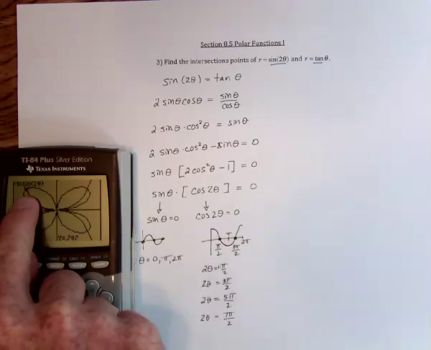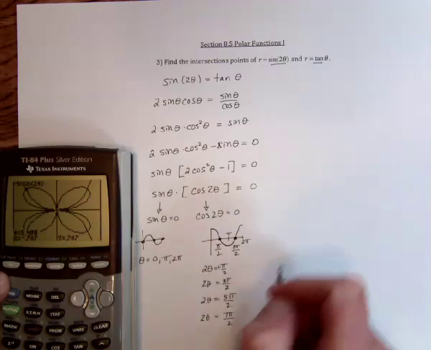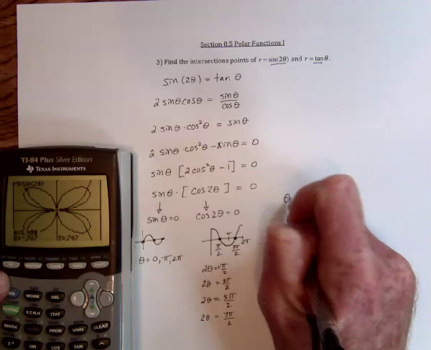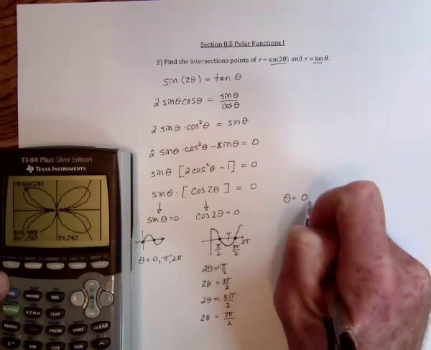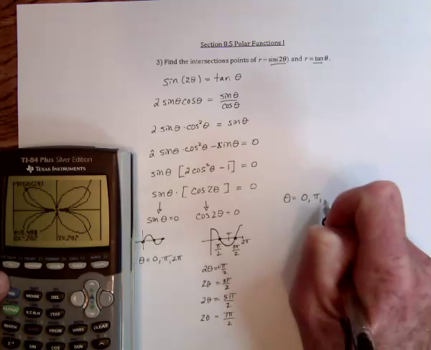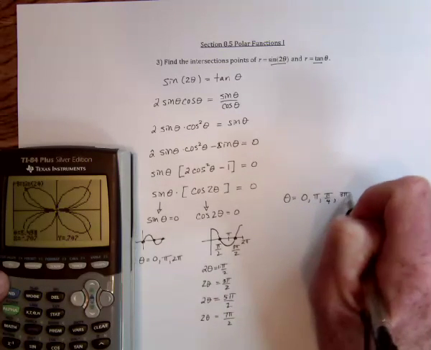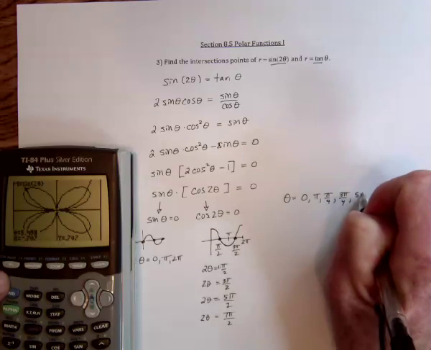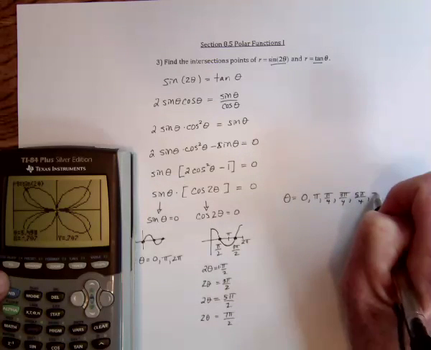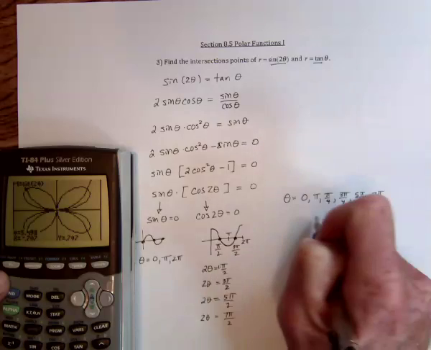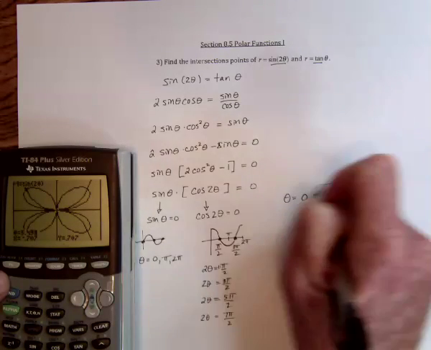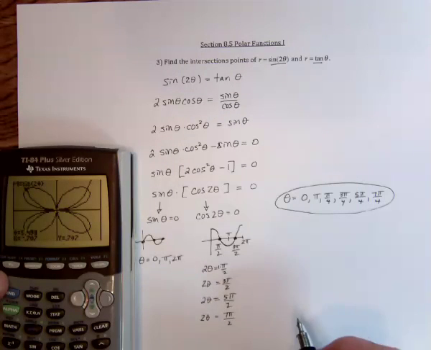It's that one. So I just need to then write down theta equals 0 and pi, and then pi over 4, 3 pi over 4, 5 pi over 4, and 7 pi over 4. And then I don't really have to put the 2 pi because that's the same as the 0.